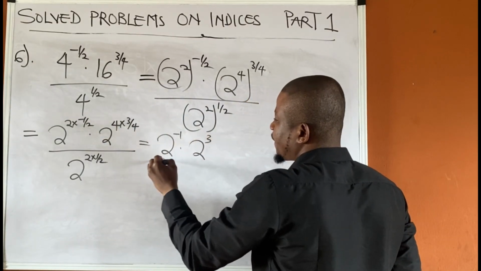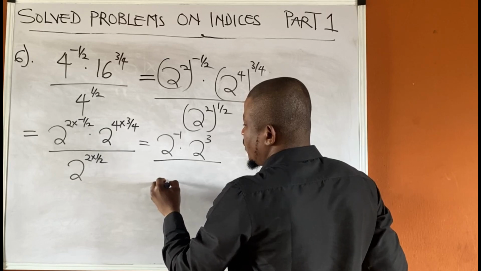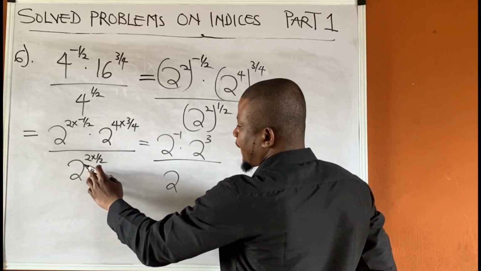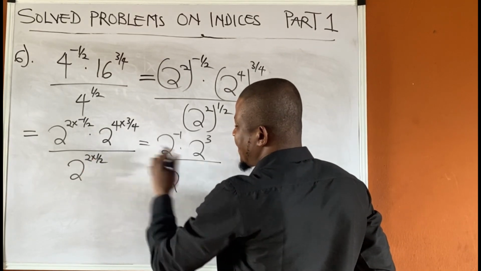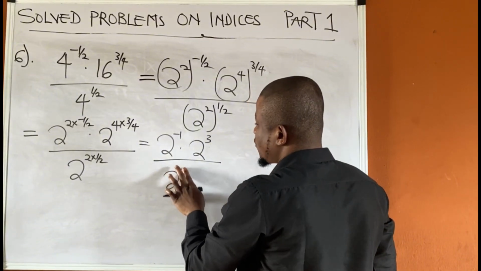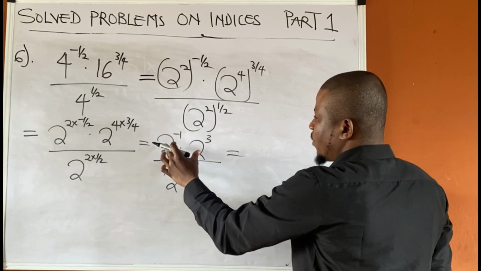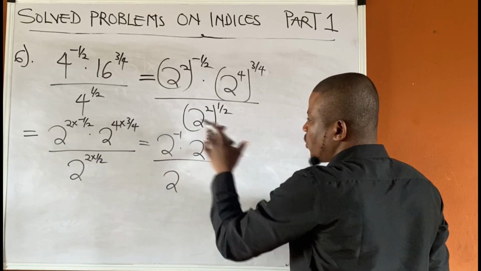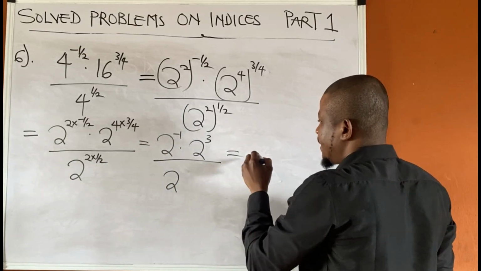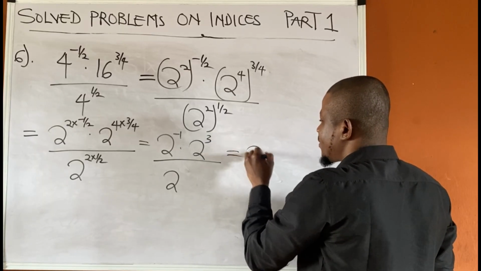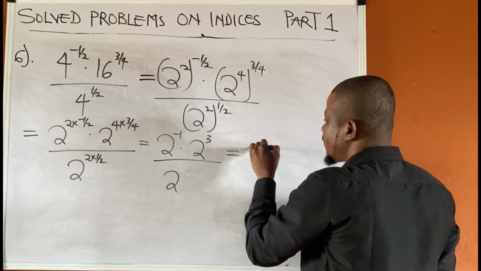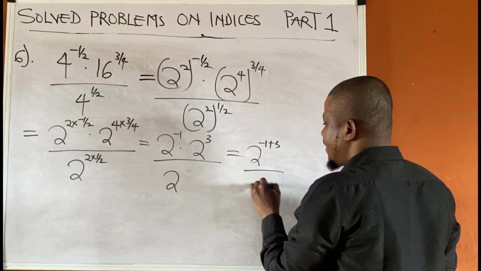So this is 3 divided by 2 to power 2 times half, which is 1. So that's just 2. Let's apply the product or the multiplication law of indices here. The bases are the same, so we add the powers. So this is definitely negative 1 plus 3, divided by 2.